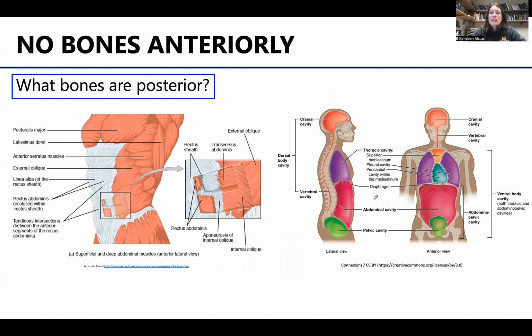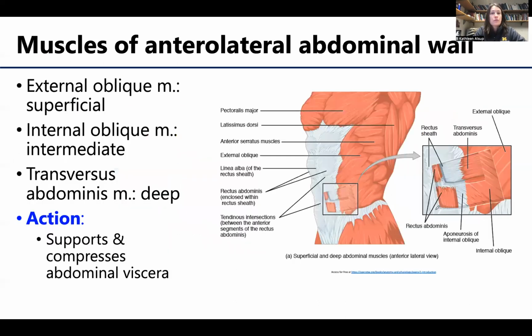Obviously, if you're looking in the posterior region, you do have some of the vertebral column playing a role. A little bit of the thoracic into the lumbar region will be protecting the posterior portions of the abdomen. But generally, when we think about the abdomen, we're thinking from a more anterior location, and there are no bones anteriorly. And there's a lot of viscera within the abdominal cavity. So what is protecting those structures?